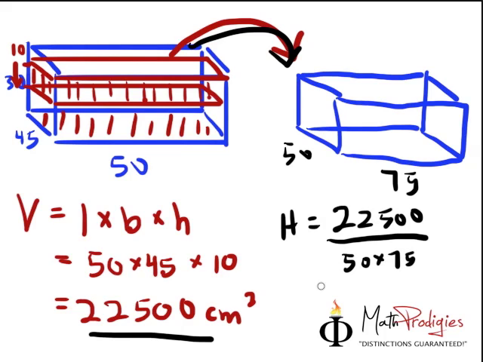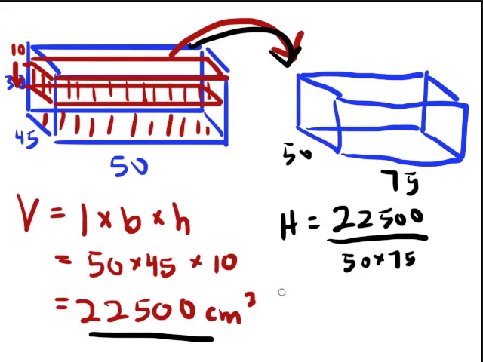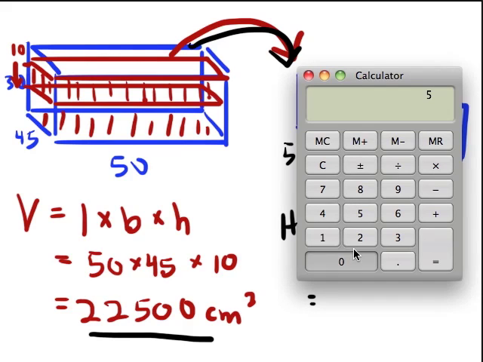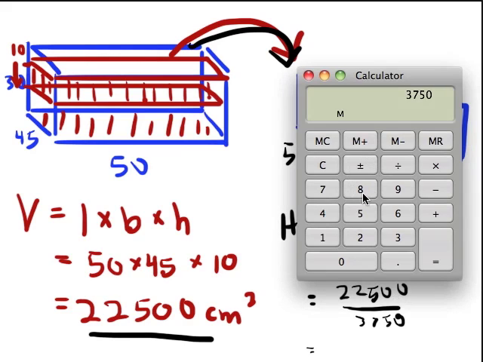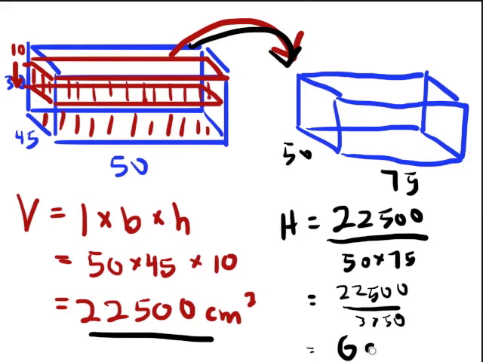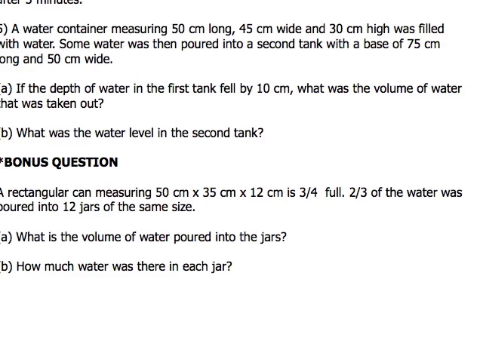Okay, which gives me 22500 divided by, what's 50 times 75? 3750. So 22500 divided by 3750, and then you will get the height of the second tank, which is 6. Bam! So the answer is 6 cm. So that's it. Voila! You've done this question. Very simple question.